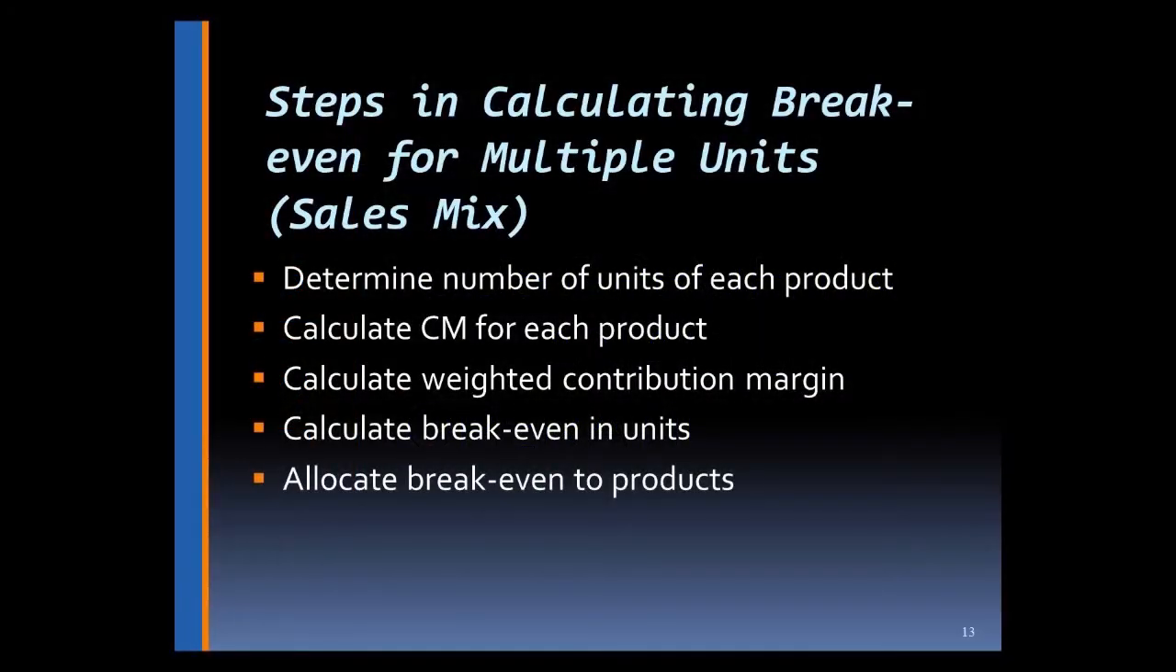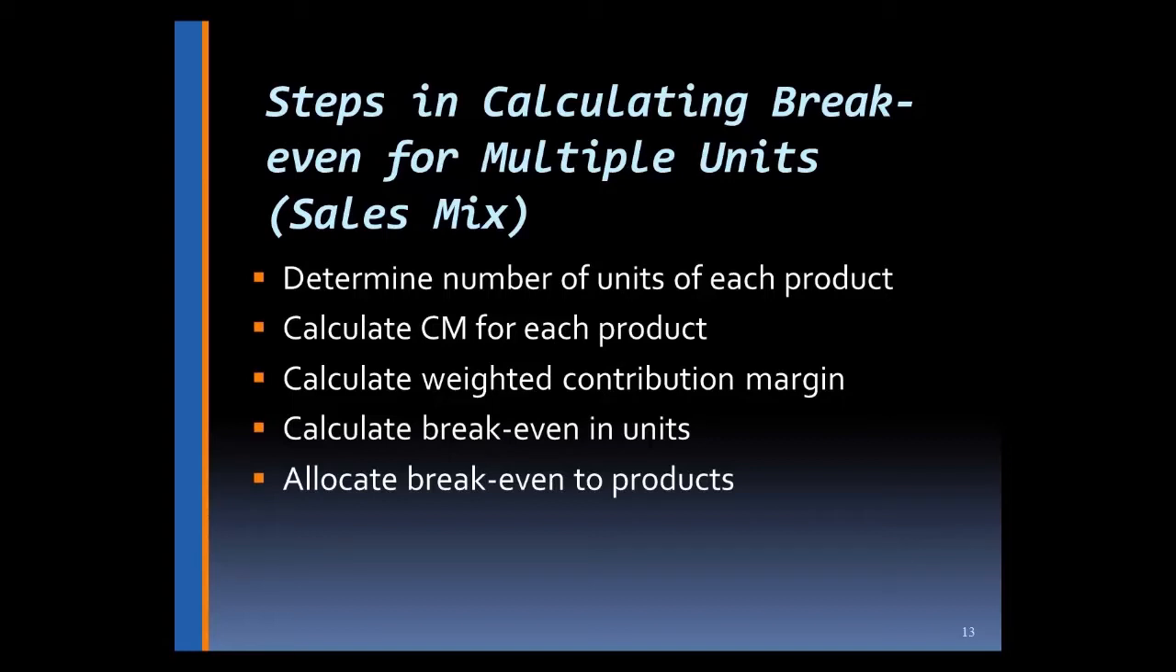Up to this point, we've been talking about a single type of product that a firm has. Now, quite often, they will have more than one product. So we want to take into consideration what is the break-even point across the firm when they have multiple products. There are certain steps we go through to do this.